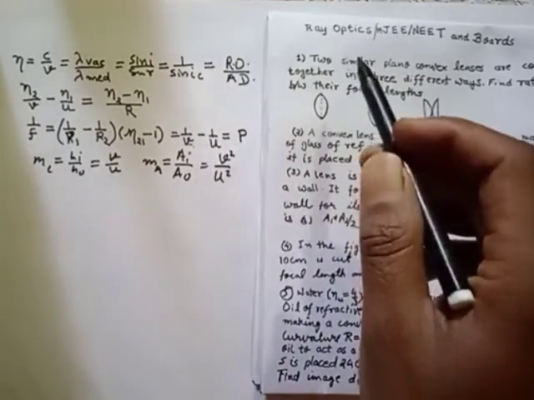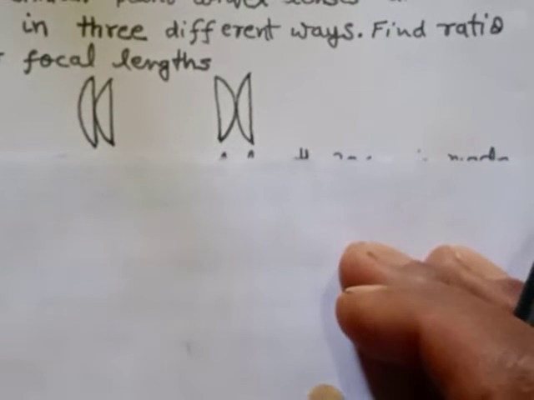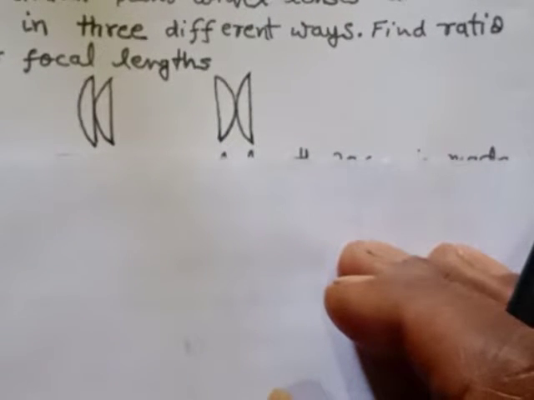All right, first question. So here we have question number 1. Two similar plano-convex lenses are combined together in 3 different ways. Find the ratio between their focal lengths.